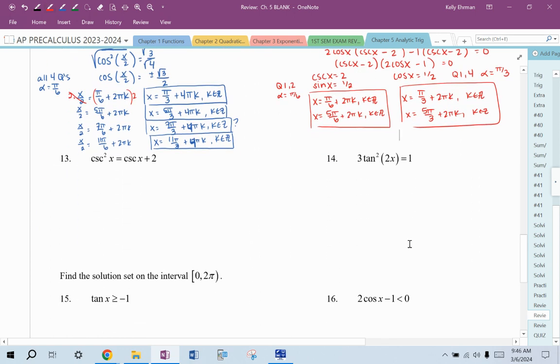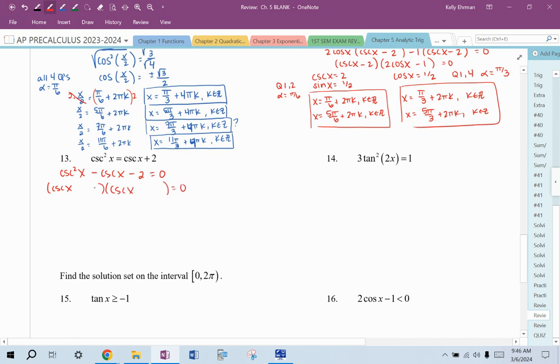For problem number 13, this looks like a trinomial, but first I need to get everything on the same side. So I'm going to keep the squared term positive. That's how I prefer to factor. I'm going to subtract cosecant x and subtract 2. So that lets me factor this into cosecant x and cosecant x.